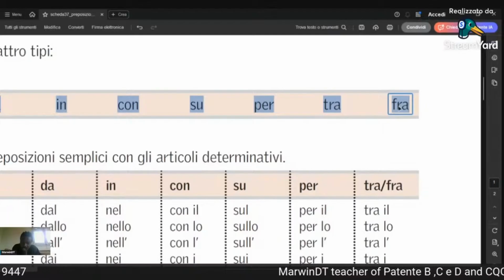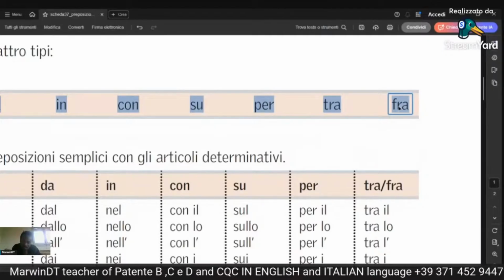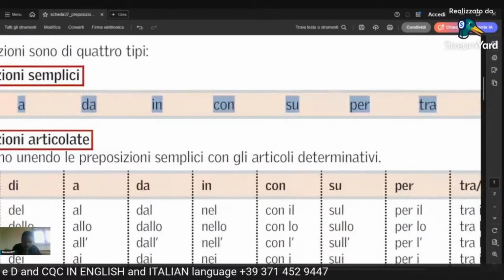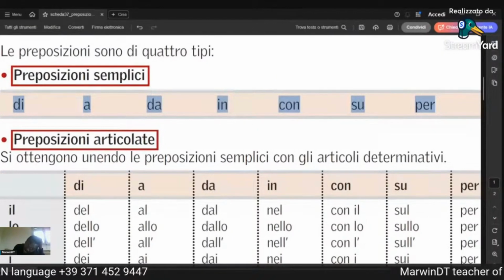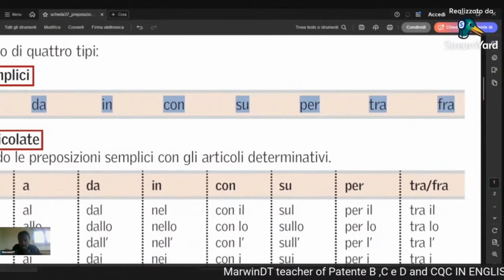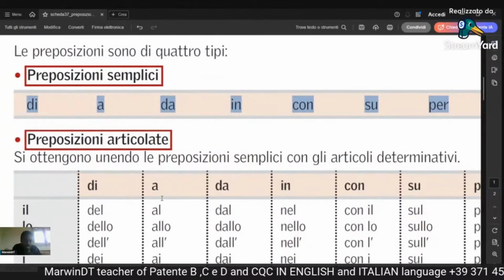Okay, and how long will it take to get to somewhere to do something? Fra. Okay, so you just have to memorize it. Di, a, da, in, con, su, per, tra, fra. This is the simple part.